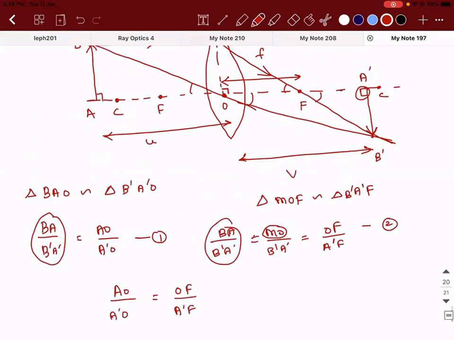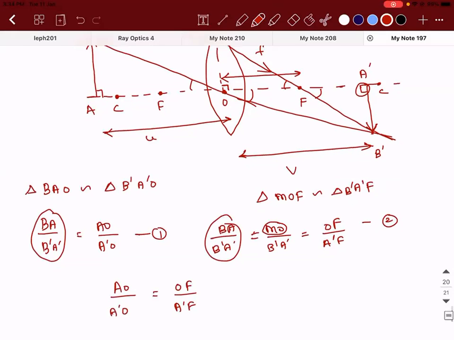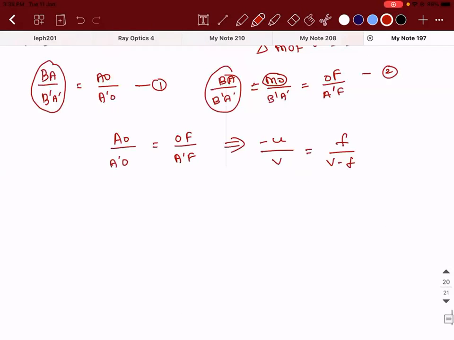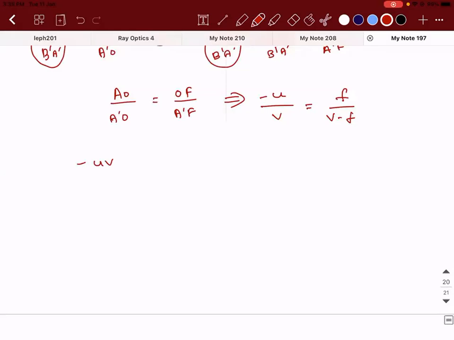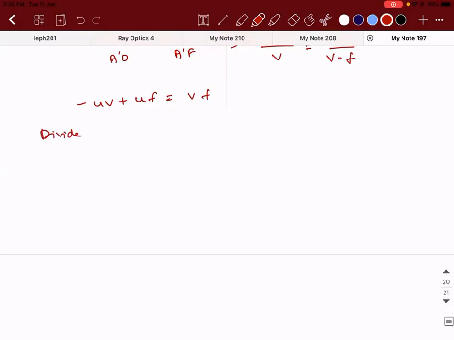So what is AO? AO is minus U, A dash O is plus V, OF is capital F, divided by A dash F. So A dash F is nothing but V minus F. Okay. By cross multiplying, what you are going to get is minus UV plus UF is equal to VF. So divide with UVF on both sides.